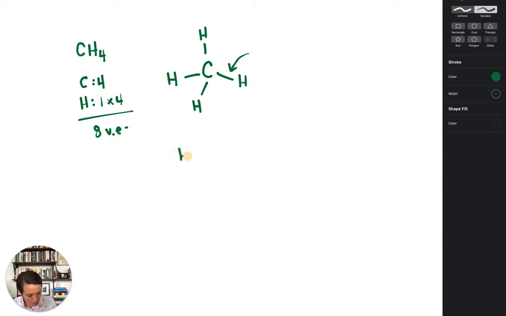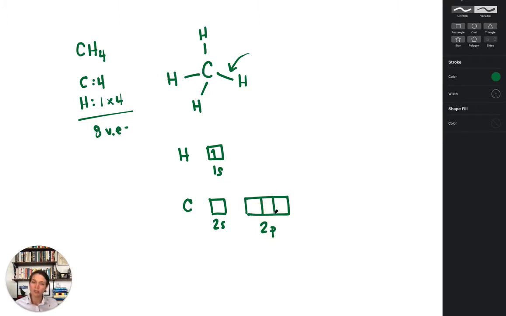So we know if we were to draw the orbital diagram for hydrogen, it just has its 1s orbital and it has 1 electron. If we were to draw the electron diagram, just looking at the valence shell of carbon, right? So our valence shell is that 2s and 2p. So we have our 2s and our 2p. We know that carbon has 4 valence electrons. So if we were to obey our principles, it would look like this.